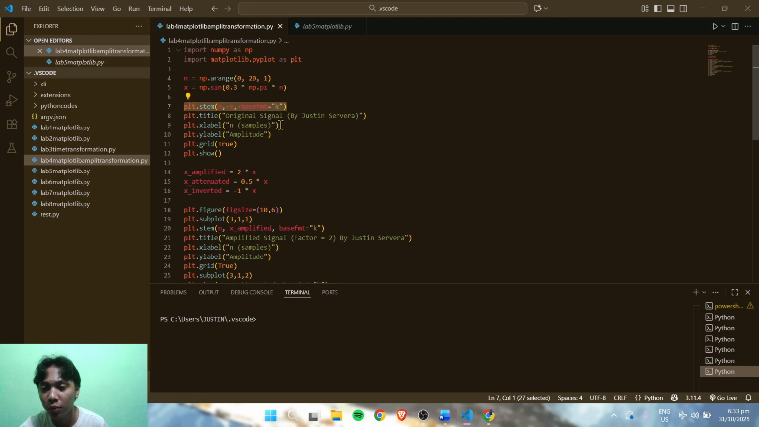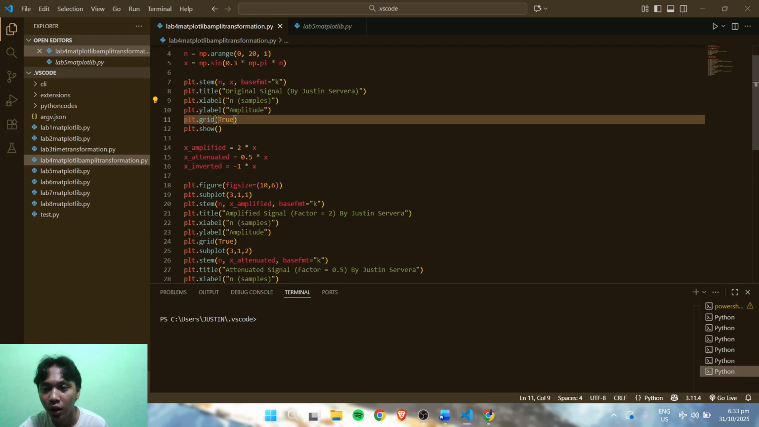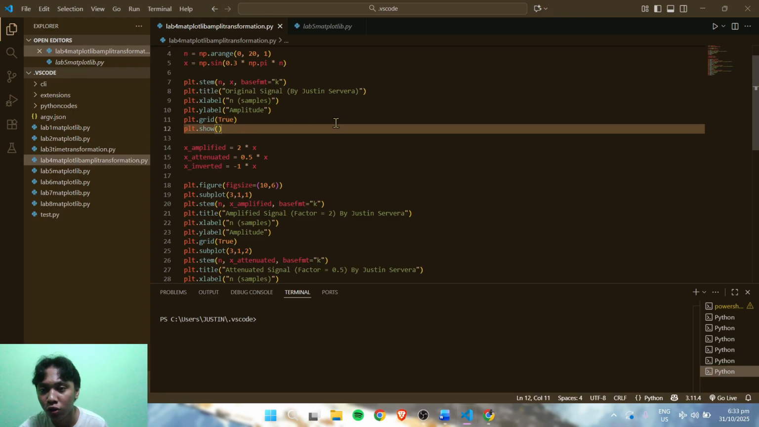So this is for plotting the original sine wave signal. plt.stem is ideal for the discrete time signal. This is for the title, X and Y labels, and for the grid to make it easier to see how the signal changes over time, and to show the plot.